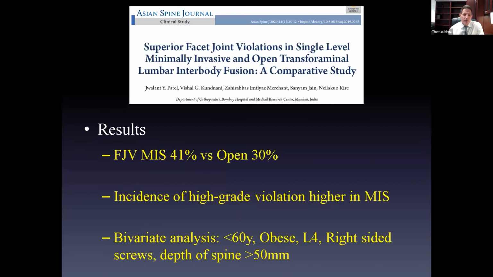This group then did a bivariate analysis and found that patients younger than 60, obese patients, placement at L4 for some reason, and right-sided screws versus left-sided screws had a higher incidence of facet joint violations, as did patients who had a large body habitus. Again, going to my point of the depth of the wound, making sure that your incision, if you're going to do it through an open approach, is long enough so it doesn't put your approach too vertical, is also an independent risk factor.